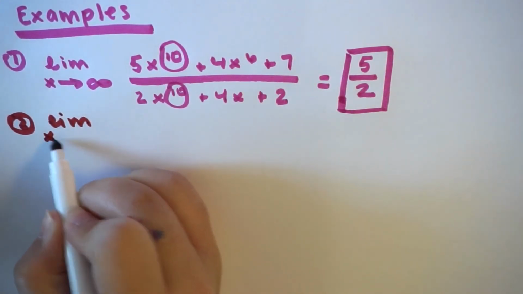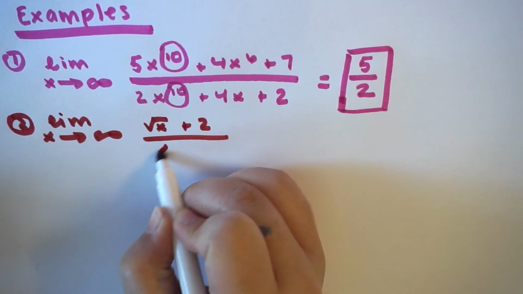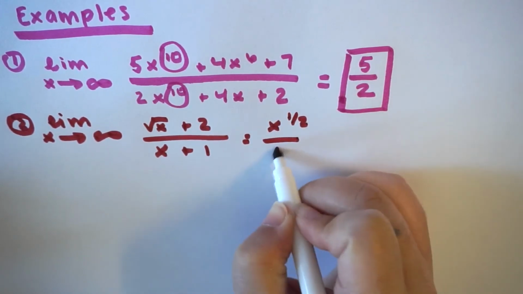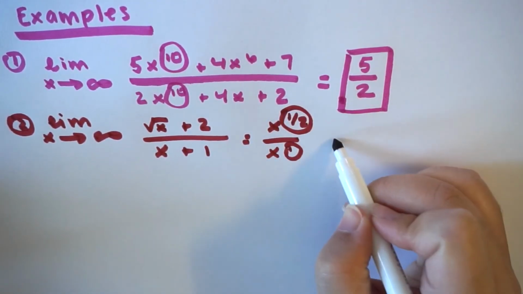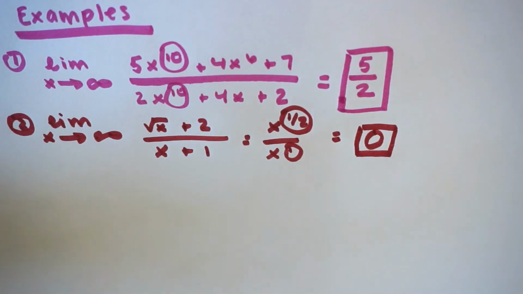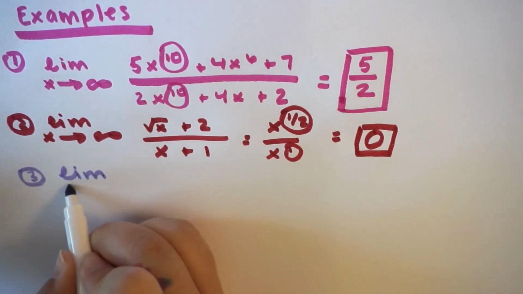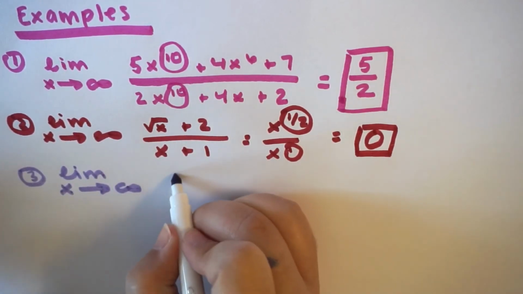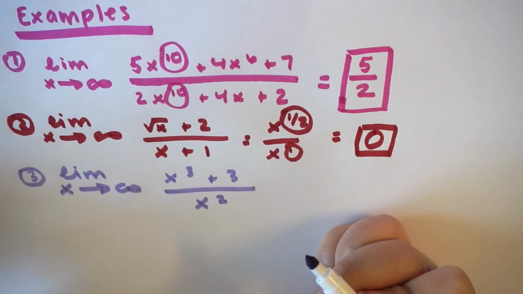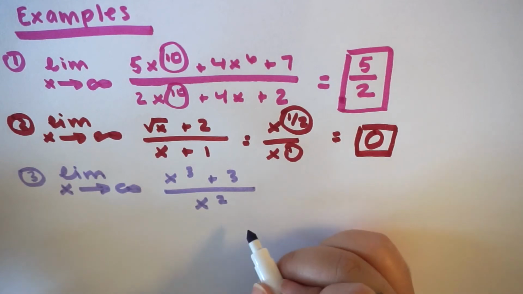So for the limit as x goes to infinity of the square root of x plus 2 over x plus 1, we can take the square root of x and turn it into x to the 1/2 over x to the 1. Since 1/2 is less than 1, the answer is 0. As for number 3, we take the limit as x approaches infinity of x cubed plus 3 over x squared. And since the numerator's power is bigger than the denominator's, you can divide it.